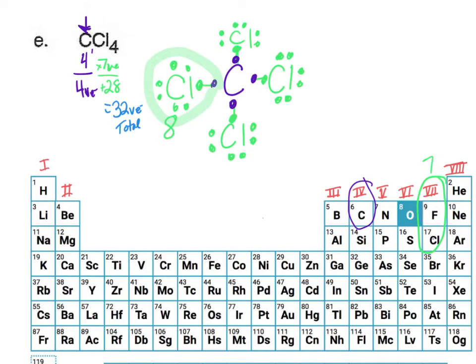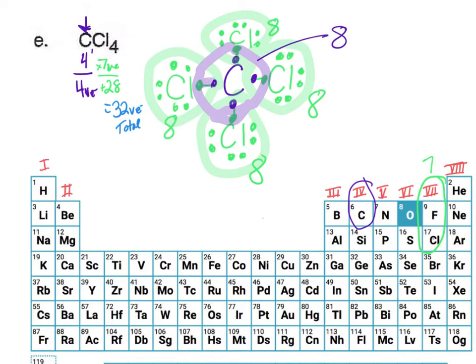That's going to be the same for all of the chlorines, but I'm going to go ahead and draw them out. So 2, 4, 6, 8, 2, 4, 6, 8, 2, 4, 6, 8. Each chlorine has its 8 valence electrons. Let's just check that central atom. And we see there's 2, 4, 6, 8 valence electrons there, so that everything has its octet.